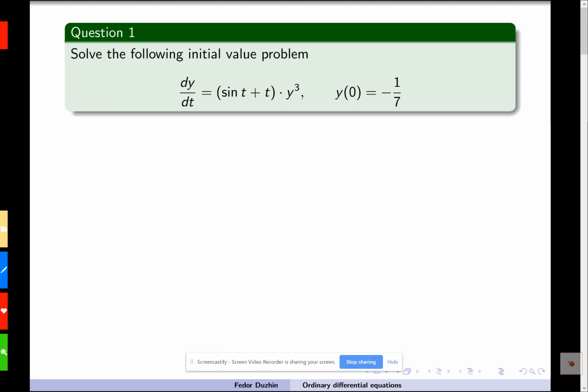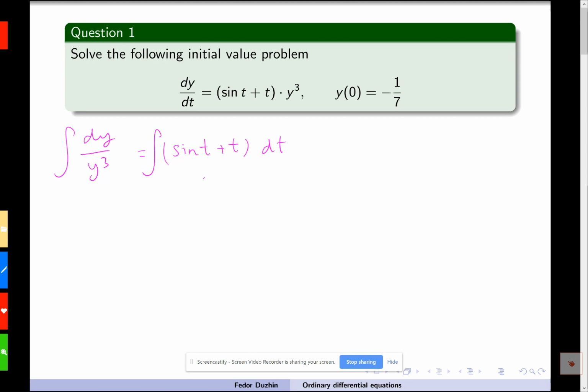The first step is to separate the variables. So we are moving everything with y to the left-hand side. Then we are going to get dy over y cubed on the left equals sine t plus t dt on the right. So then we are going to integrate.